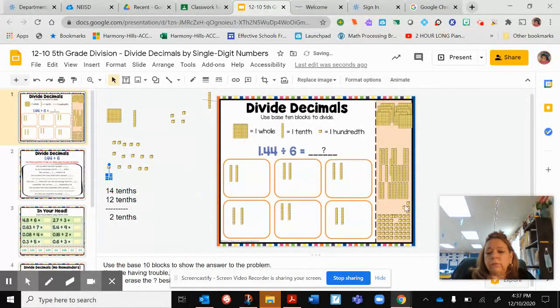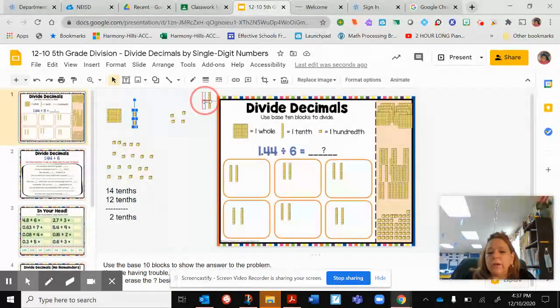1, 2, 3, 4 hundredths, and 5 more hundredths makes 10 hundredths. Okay, so now I have 5, 10, 15, 20. And so this is my other 10.